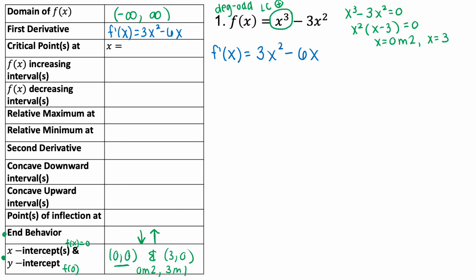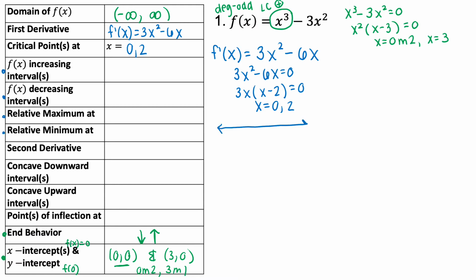Critical points with the polynomial, we just have to take that first derivative and set it equal to 0. So we have 3x squared minus 6x equals 0. Taking out the GCF of 3x, we're left with x minus 2 equals 0. Solving, we get x equals 0 or 2. From here, we want to determine our intervals of increasing, intervals of decreasing, and our relative extrema.